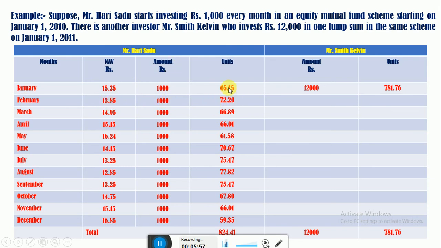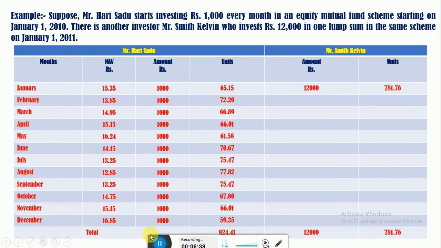He got more units. So here in the second month, when the NAV value was less, he got more units, and in the first month when the NAV value was high, he got fewer units than in February. When we come to March, when the NAV value was slightly greater than February, he got 66.89. In this way, he has invested 1,000 rupees in each month till December. And in the month of August, when the NAV value was very low, by investing 1,000 rupees he got 77.82.